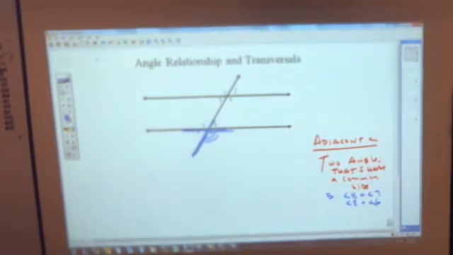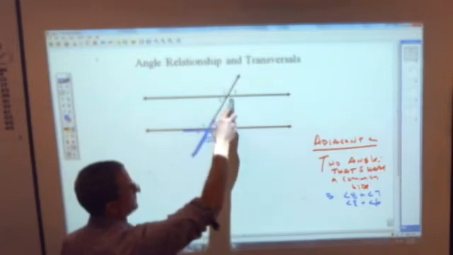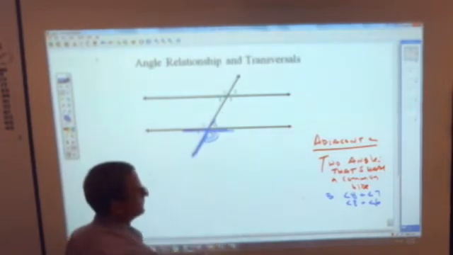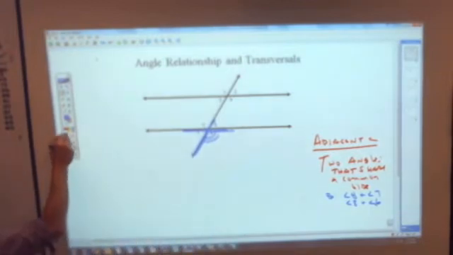Kate, what other angle is angle 3 adjacent to? Angle 4. No, angle 3 is adjacent to 1, and it's also adjacent to 4. Okay, I got that one right. You with me on that? Yeah. Alright. Moving on then.